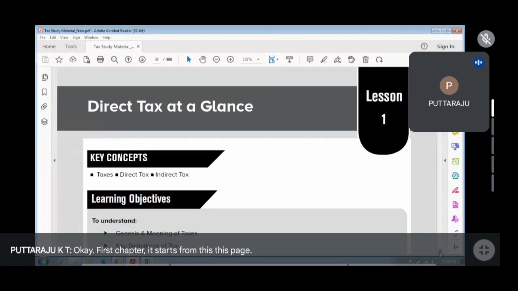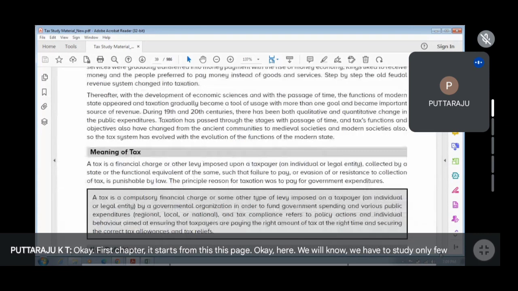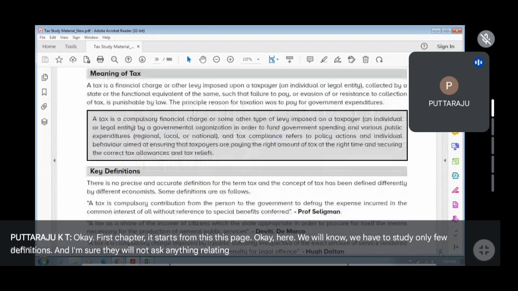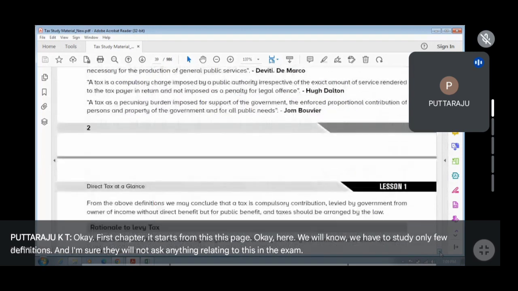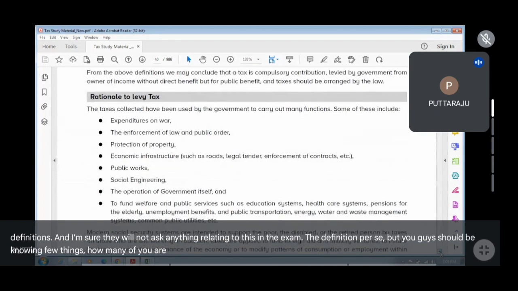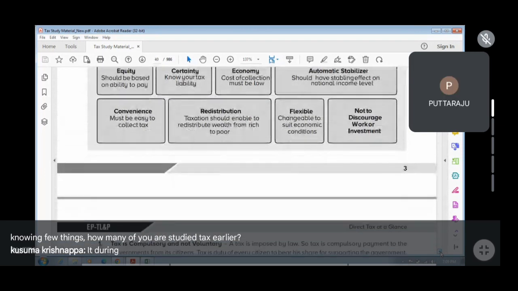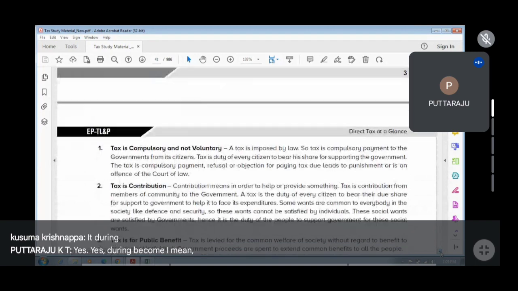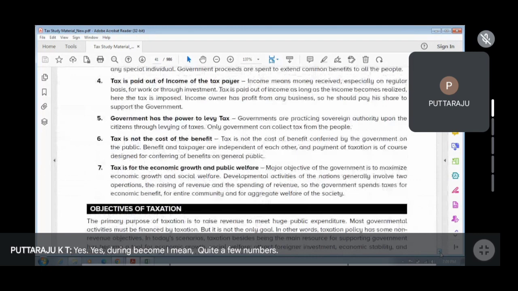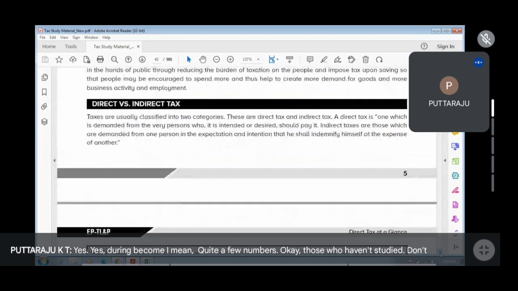Here we have to study only a few definitions, and I'm sure they will not ask anything relating to this in the exam, the definition per se, but you guys should know a few things. How many of you have studied tax earlier? During BCom. Yes, quite a few. Okay, those who haven't studied, don't worry.